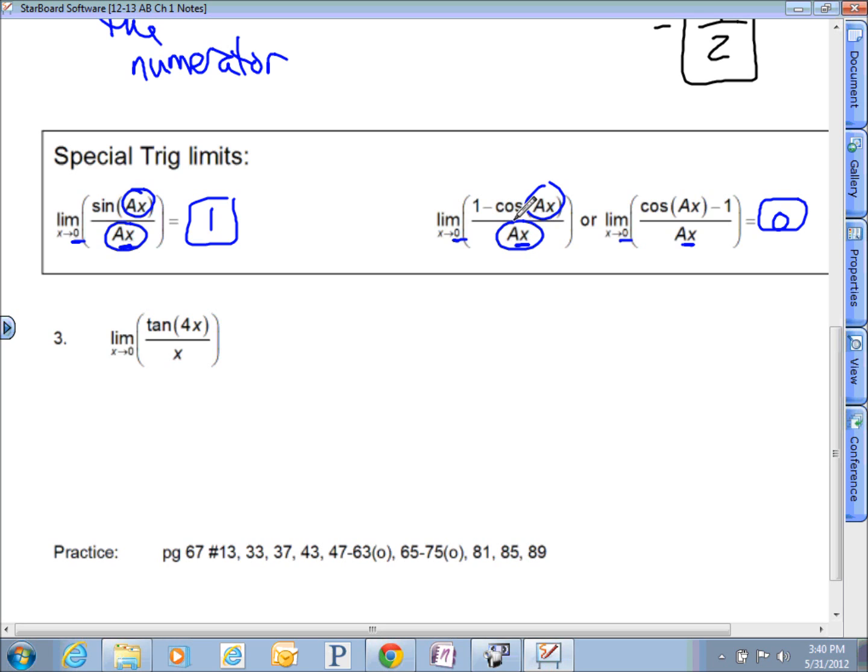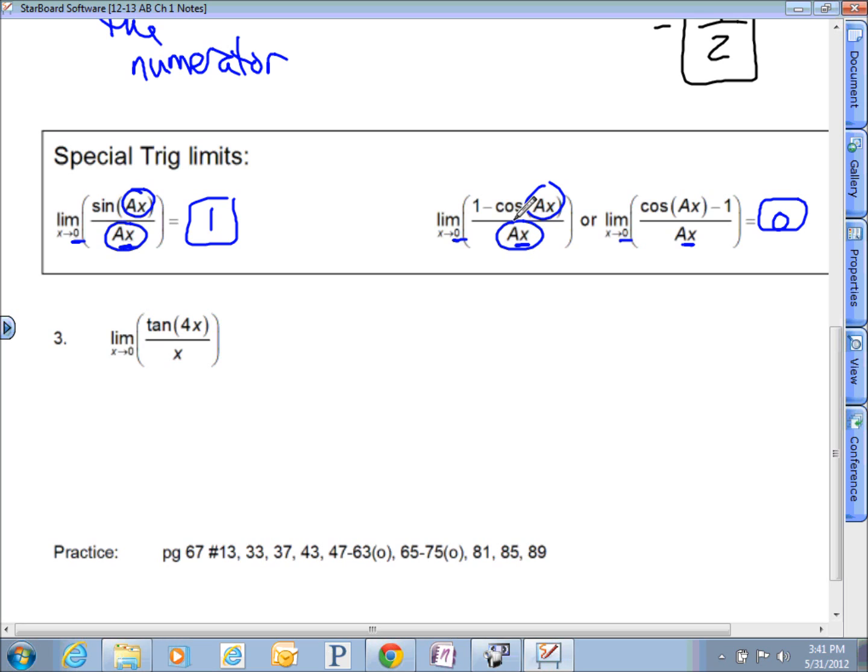So what do we do with number 3? Well, number 3, tangent of 4x over an x. First off, do we fit this description? No, not really. We don't have a sine. We don't have a cosine, but we do have a tangent. So direct substitution isn't going to work. I've got limit as x approaches 0. I've got an x on the bottom.